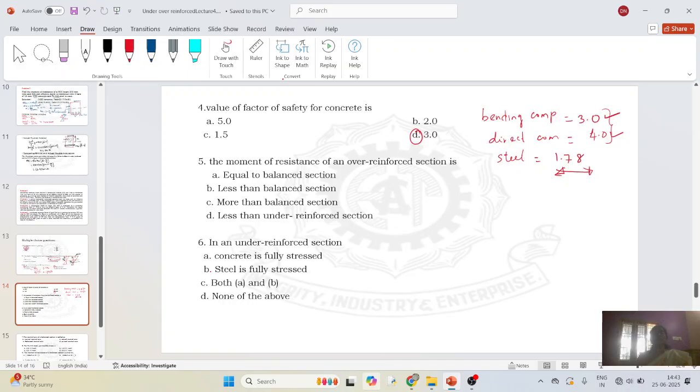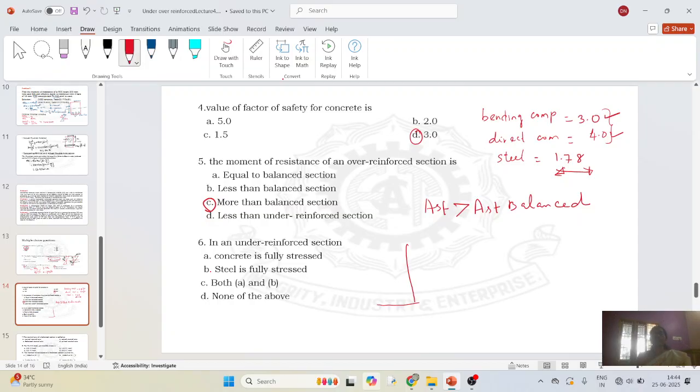The next question is, the moment of resistance of an over-reinforced section is equal to the balanced section, less than the balanced section, more than the balanced section, or less than under-reinforced sections. It is more than the balanced section, because AST provided for the over-reinforced section is more than that provided for the balanced section. So the AST is higher, so the moment of resistance is also higher than the balanced sections. The next one is in under-reinforced section. In under-reinforced section, the AST is lesser than the balanced section.